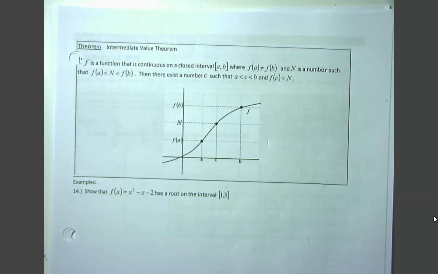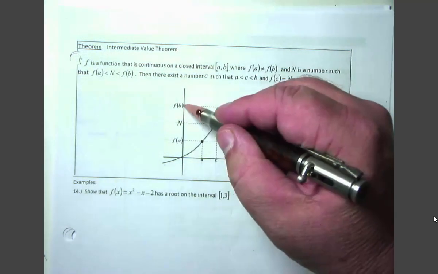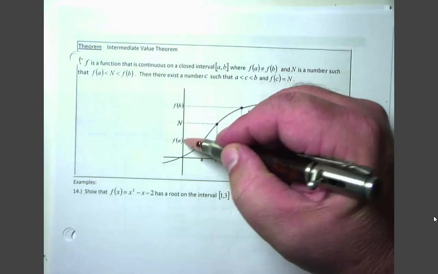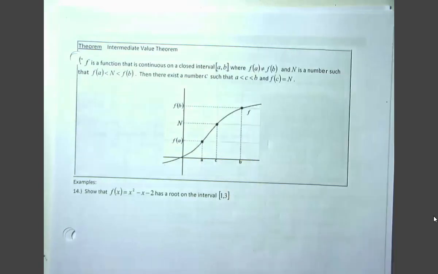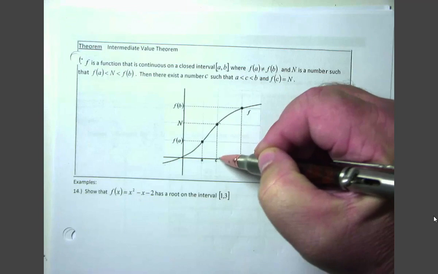And n is a number such that f of A is less than n, which is less than f of B. So pick any n you want between f of A and f of B. N is arbitrary. What this theorem is telling you is this. When you have a continuous function, you are guaranteed I could project this n backwards, plot him back this way, and plot him down, and there's going to exist.